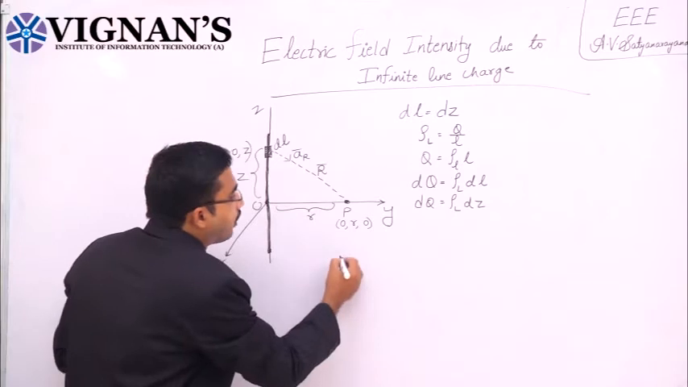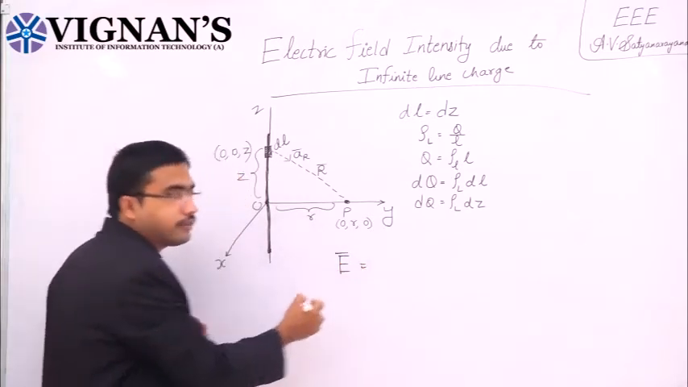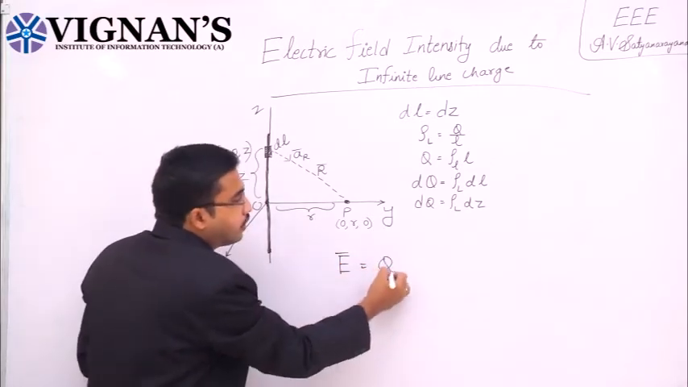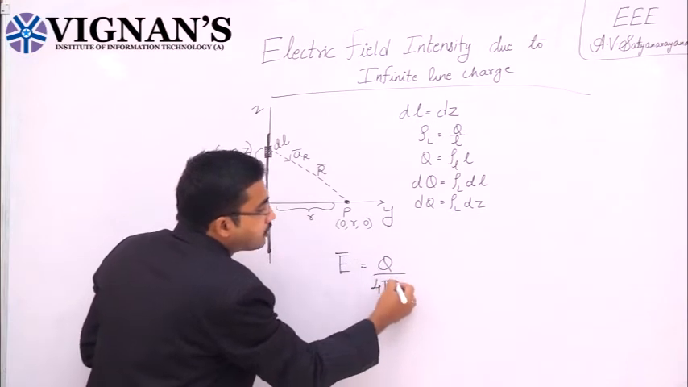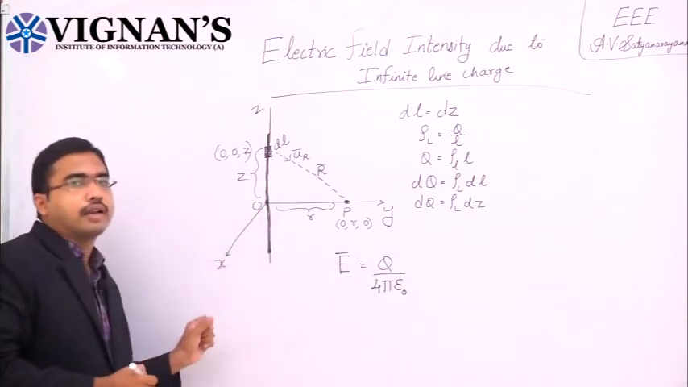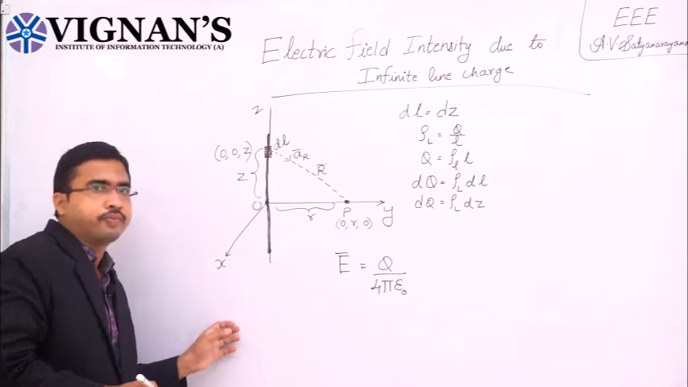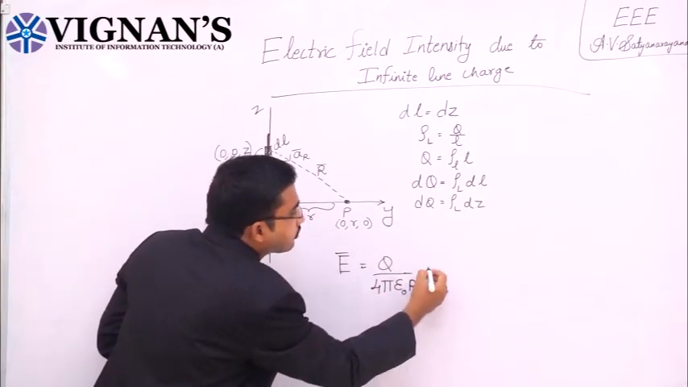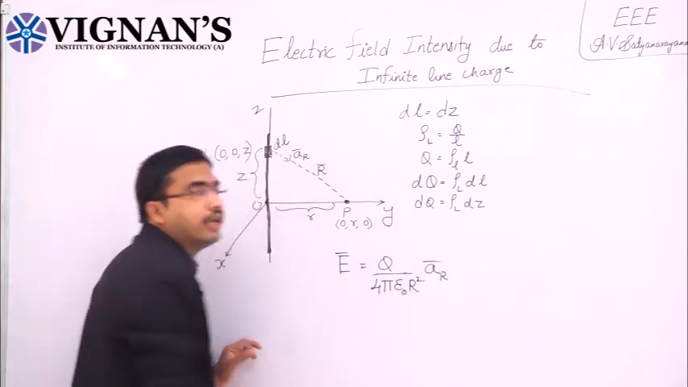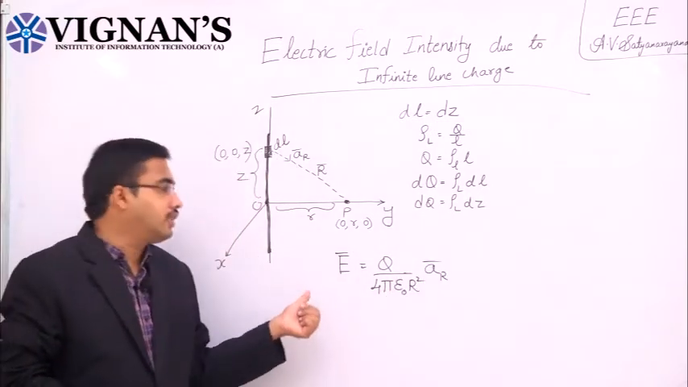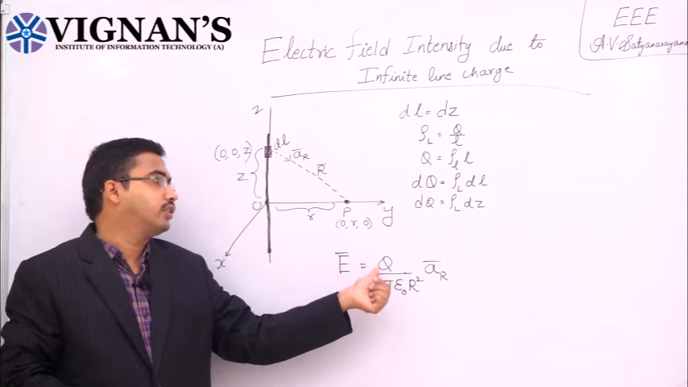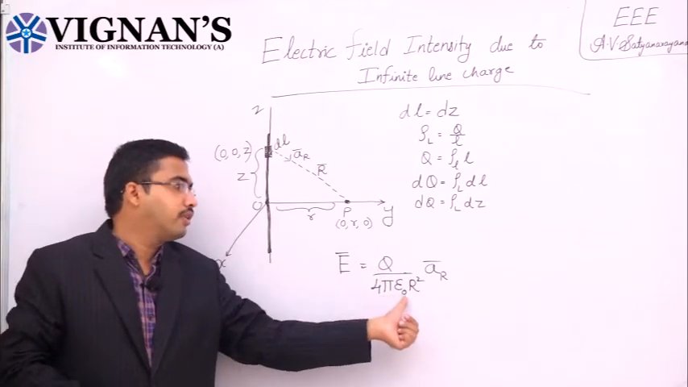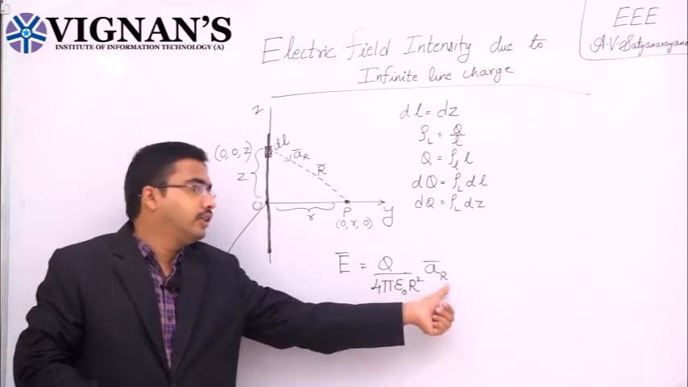So, we need to find the electric field intensity now. What is the basic formula for electric field intensity in vector form? E equal to q by 4 pi epsilon naught, where epsilon r equal to 1 for free space, into the distance square into the unit vector in that direction. Electric field intensity E formula is the charge q divided by 4 pi epsilon naught r square into the unit vector.